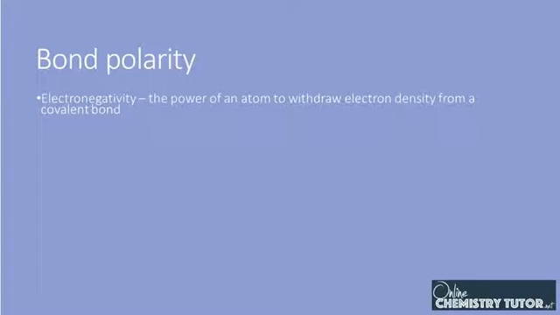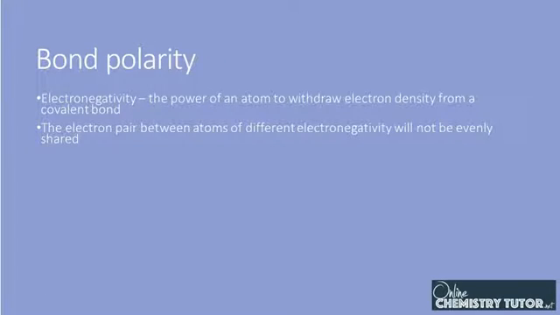When it comes to bond polarity, you need to be clear on the definition of electronegativity. It's a frequent one-mark question: define electronegativity. The wording can change ever so slightly, but you really need to convey the idea that it's the power of an atom to withdraw electron density from a covalent bond, or to attract electron density within a covalent bond. That's the idea that you have to get across.